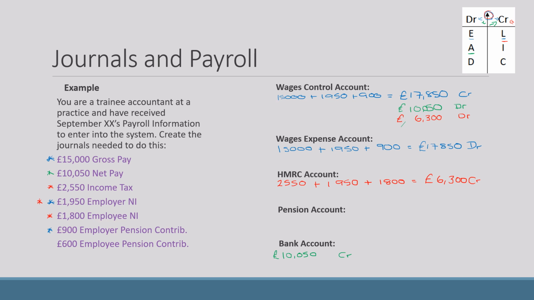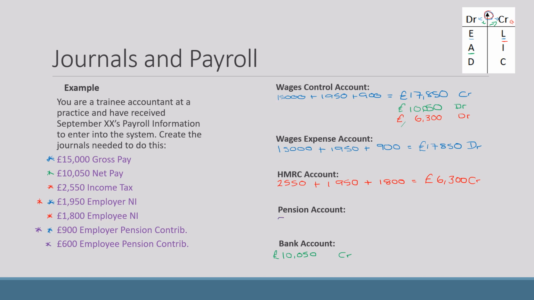Okay, so that's our liability to HMRC for the income tax, the employer NI and the employee NI. All of that we're going to have to pay over to HMRC, and that's our liability. So in the same way then, our pension account, let's change the colour again. Our pension account is going to have the amount that we have to pay as an employer, and the amount that we're paying over on behalf of the employee.